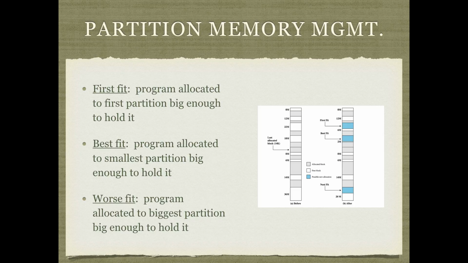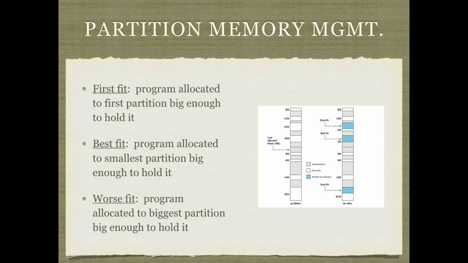The second method is this concept called best fit, which says I am going to put my program into the smallest partition that is still big enough to hold it. And the idea here is to cut down waste as much as possible. So with best fit, we would use the fourth memory space from the top, which is 18 megabytes, which gives us a leftover of 2 megabytes, which unfortunately is too small to hold anything. Definitely wasted space.